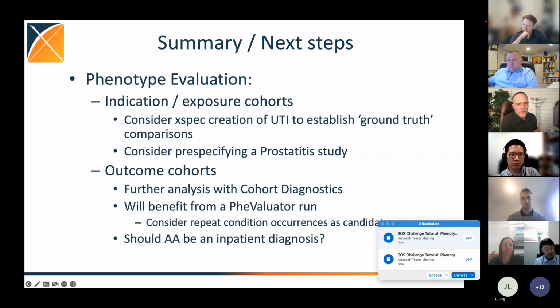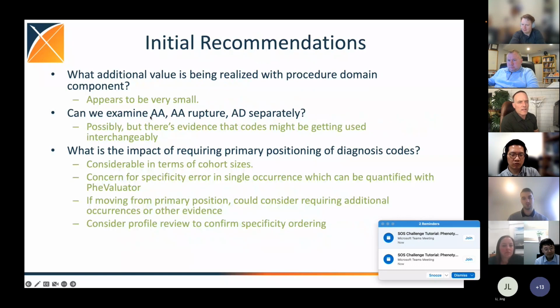but it also raises the question, oops, I'm sorry, as to whether we could consider an aortic aneurysm phenotype as an outpatient, because that I do think is probably a bit of a different entity, something that's being diagnosed with routine surveillance, than it is when it's coded, especially in a primary position in an inpatient stay. And so in general, what's the impact of requiring primary positioning of the diagnosis codes? Considerable in terms of cohort sizes.